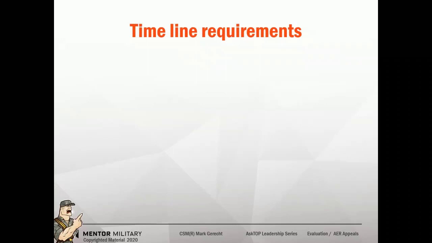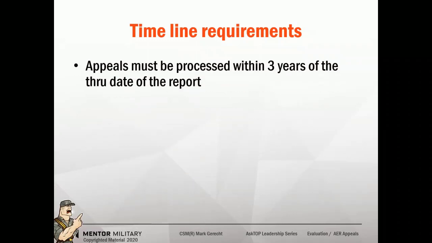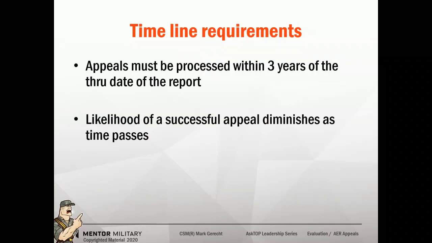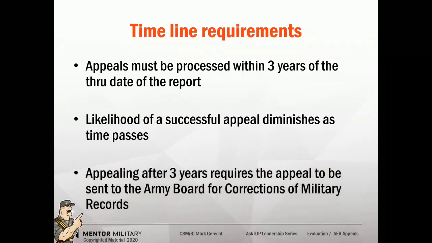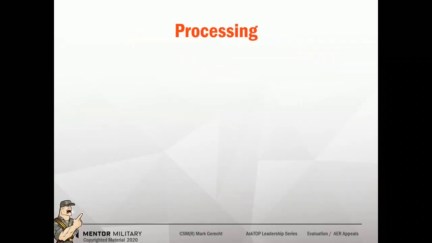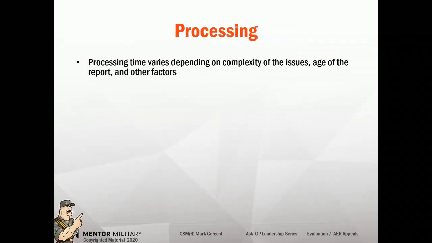What are the timelines? Appeals must be processed within 3 years of the through date of the report. Likelihood of a successful appeal diminishes as time passes. Appealing after 3 years requires the appeal to be sent to the Army Board for Corrections of Military Records. How's it processed? Processing times vary, and it depends on complexity of the issues, the age of the report, and other factors surrounding the report.